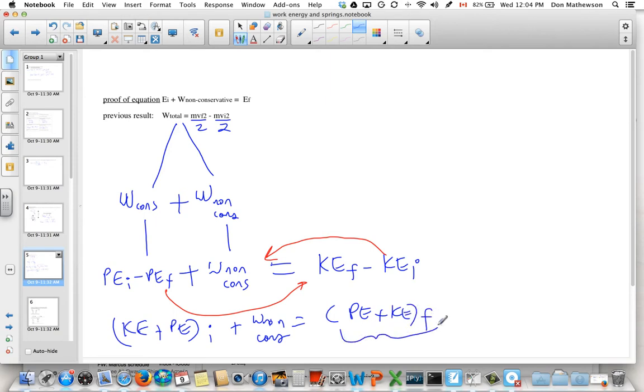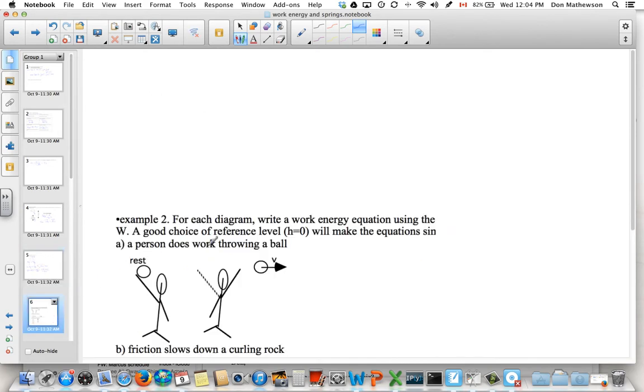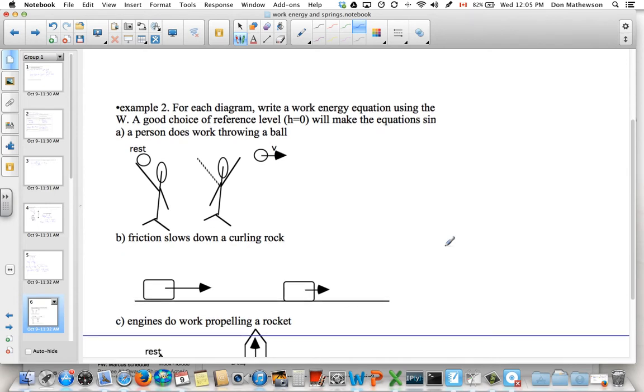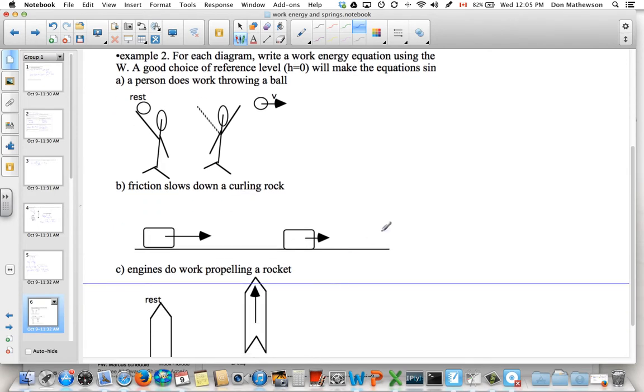And this is, of course, what we mean by mechanical energy. It's the sum of the kinetic and potential energy. So we have proved the result. Well, let's use that result then and set up a number of work energy equations based on it. So for each diagram, we're going to write a work energy equation. So something of the form mechanical energy at the beginning plus work equals mechanical energy at the end.